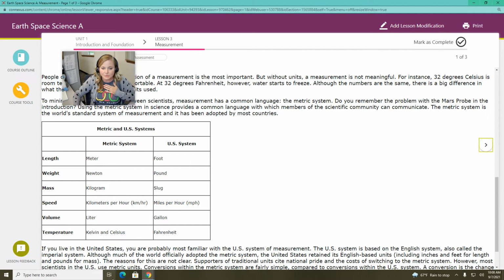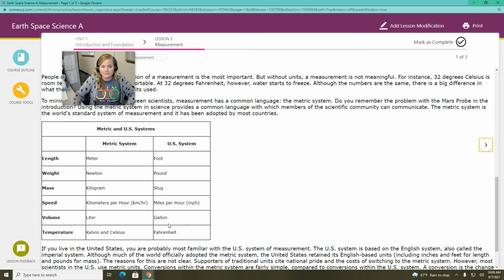We can also measure speed. In the US system, we use miles per hour. That's what you guys will be familiar with because it will be on the dashboard of your car when you're driving. In the metric system, speed is in kilometers per hour, and sometimes we use meters per second.